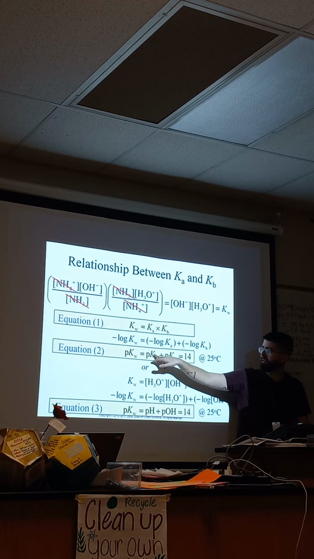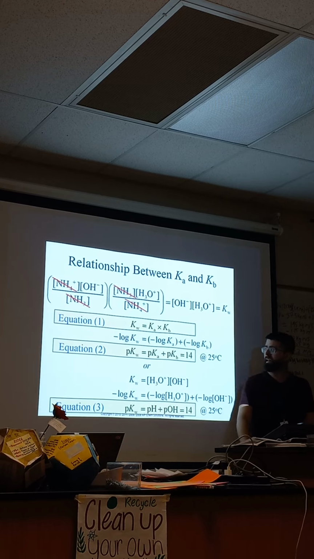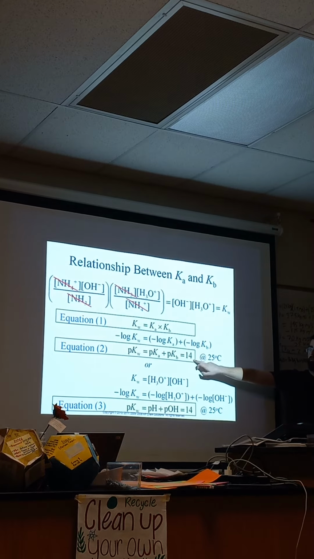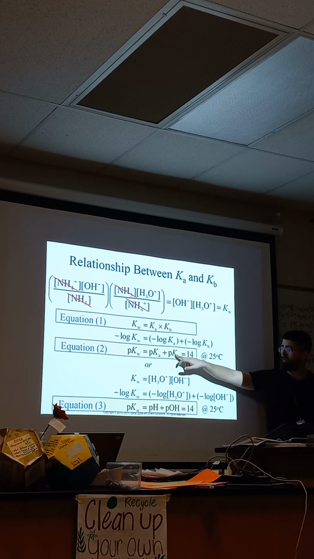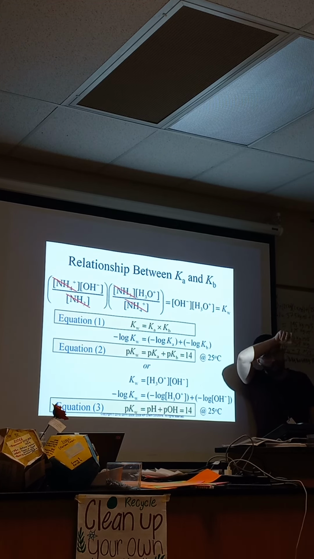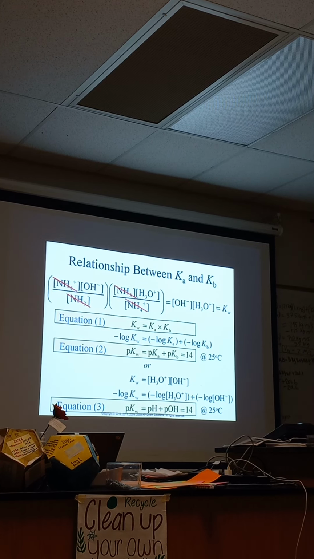You can find those by taking the negative log of them and turning them into a P. Then you throw it in here and subtract it from 14 to get the other one. And then you can take whatever your answer is as the negative power of 10, and that'll give you either the OH or the Kb.